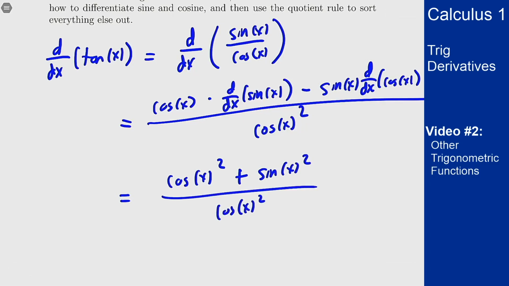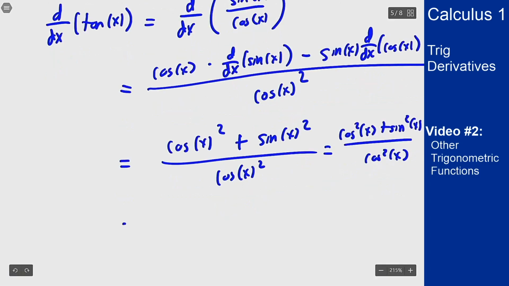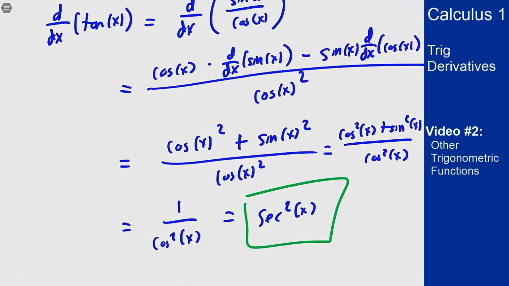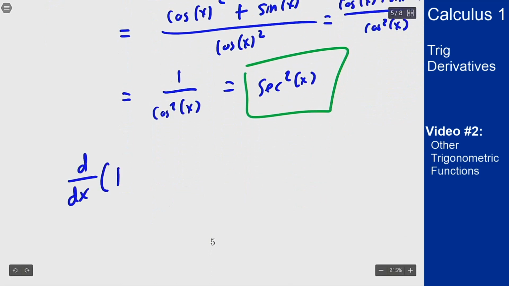Or otherwise you've probably seen this written as cosine squared of x plus sine squared of x all over cosine squared of x. And what's that numerator? That numerator is cosine squared of x plus sine squared of x. That's always 1. So this is a 1 over cosine squared of x, which I can rewrite as a secant squared of x because secant is 1 over cosine, and that's my derivative. So from this work, I get that the derivative of tangent of x is secant squared of x.